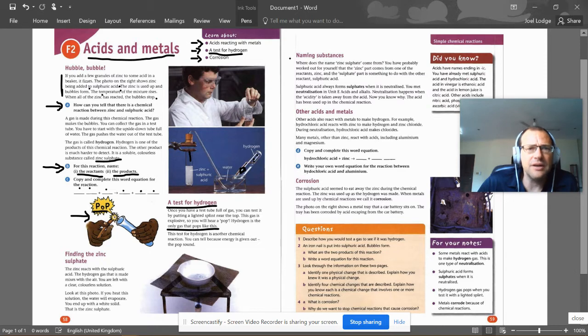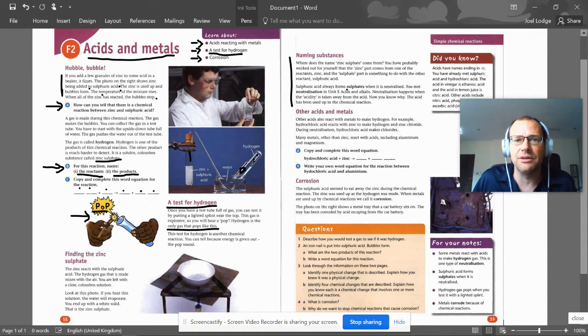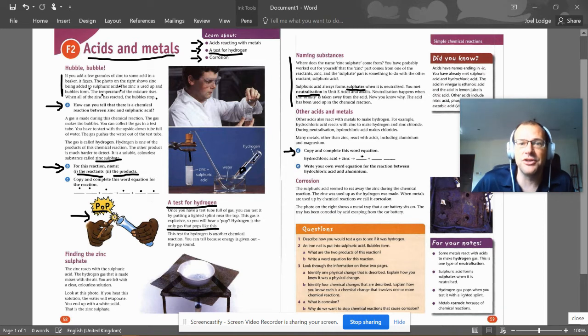This subsection here, finding the zinc sulfate and naming substances. This is quite important when we're thinking about naming substances. If you're reacting something with sulfuric acid, the salts that are formed are always called sulfates. And we did meet that when we did neutralization in acids and alkalis, right? So let's have another go. Part D. Copy and complete this word equation. Hydrochloric acid plus zinc goes to what? So if it's an acid plus metal, what's the gas that's going to be produced? That's right, it's hydrogen. So hydrogen would go in here.